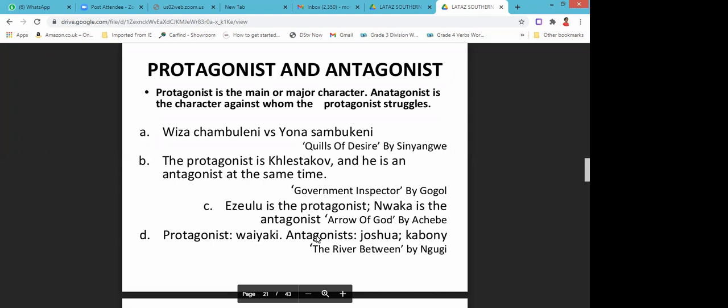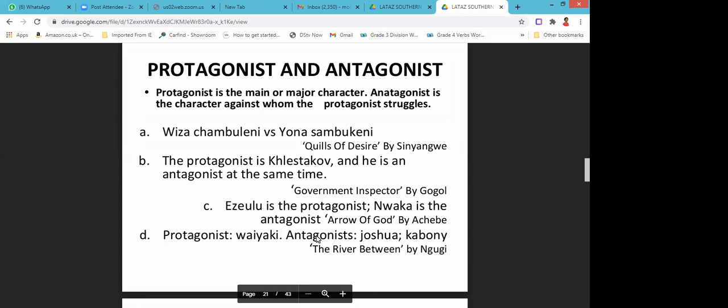Examples, we have the following: Wiza versus Jonah Sambukeni. I mentioned this. The two had a conflict in the story, and they're always in a struggle until that problem is resolved when Wiza leaves school.